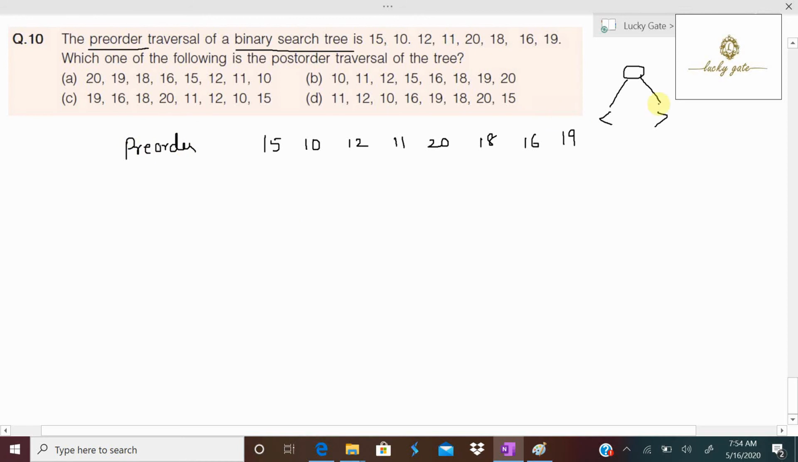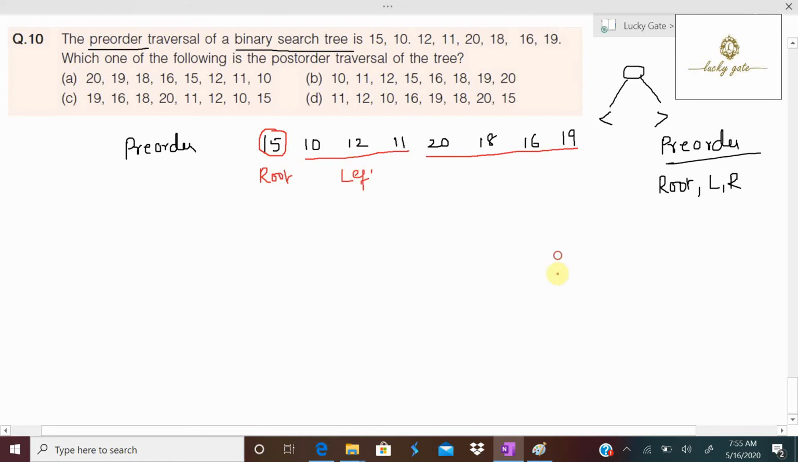What does pre-order traversal mean? In pre-order traversal, first visit the root node, then visit the left subtree and then visit the right subtree. So with this information, we will get to know which is the root node of the tree. Here, this is called the root node, and the left subtree should have lesser values. Lesser values 10, 12, 11 will be the left subtree, and greater values 20, 18, 16 will be the right subtree. Now I can call the root of the tree 15.